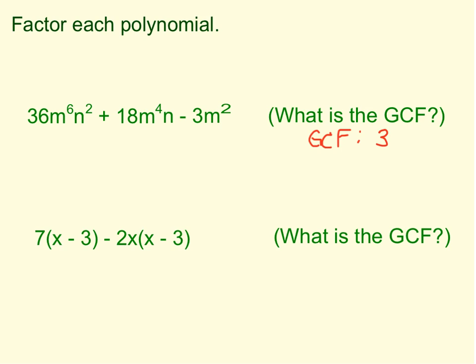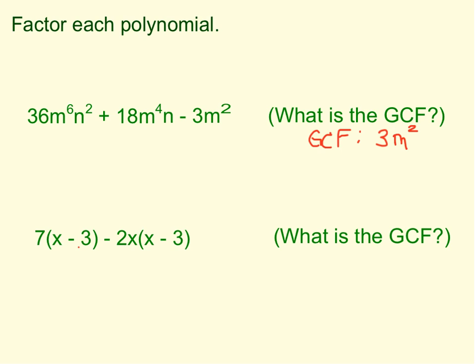Now let's look at the m's. How many m's do they have in common? This is an m to the 6th, m to the 4th, and m squared. So at most they all have 2 m's, so m squared. Now let's see if they have any n's in common. N squared, and because this last term doesn't have any n's, all 3 do not have that in common, so it's not part of our GCF. So our GCF is just 3m squared.